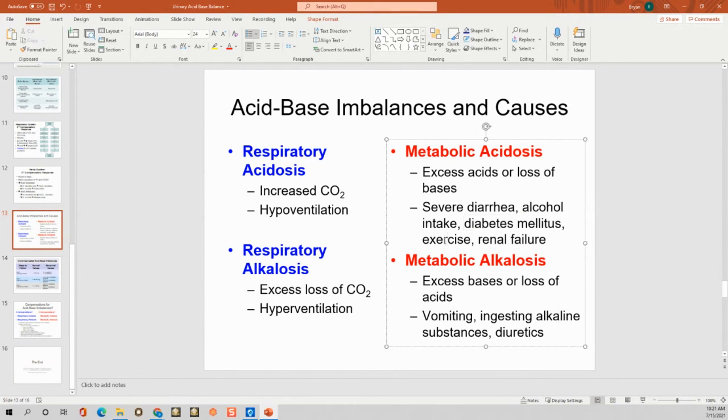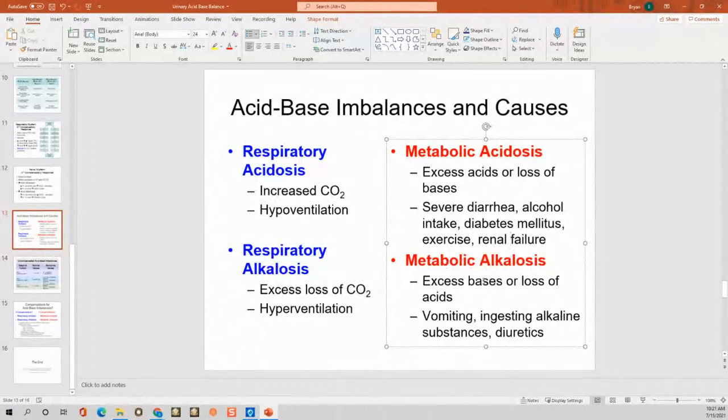Exercise is a disease. It's one of my favorite diseases. I always love that. Yeah, exercise is a disease. After all semester, I've been talking about how good exercise is. It is so good for you, but it does cause you to go into metabolic acidosis. So you've got to be aware of that, and you've got to take care of your body after exercise. And then renal failure is going to cause metabolic acidosis, because if we have renal failure, we're not going to have the appropriate control over bicarbs.